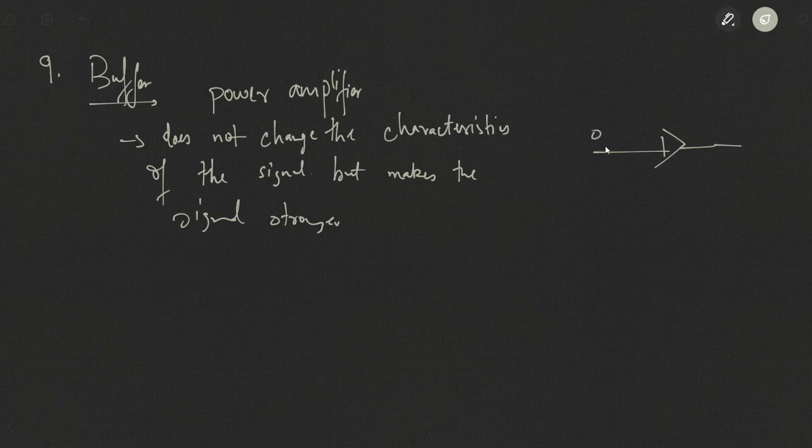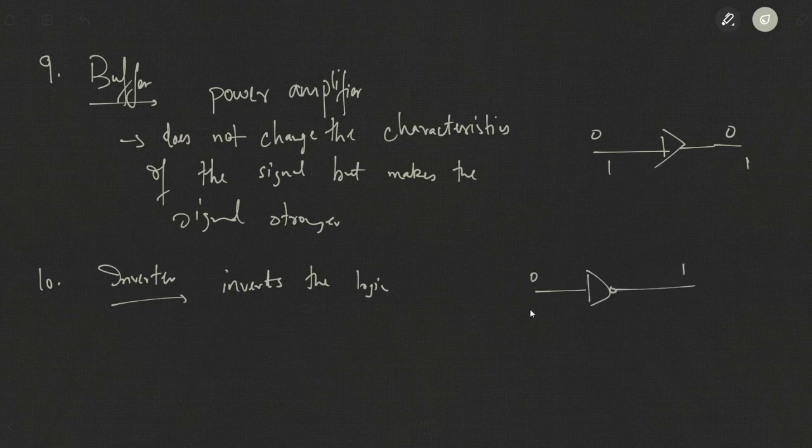In other words, if you have a system having an input 0, a buffer will keep it 0, and 1 stays 1. The power gain will represent a stronger signal, but it will not change its characteristics or the type of the signal. An inverter, on the other hand, inverts the logic. It will be like 0 to 1 and 1 to 0.